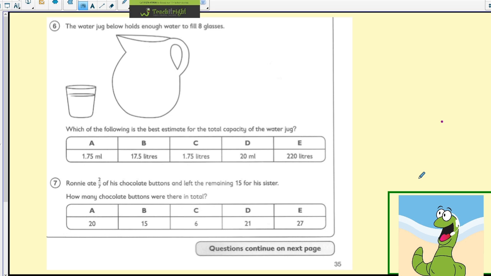So right off, I know how much a litre is. A litre is your sort of standard drink. It'd be your standard bottle of orange juice, for example, from the shops. So 220 litres, well, that seems like far too much.